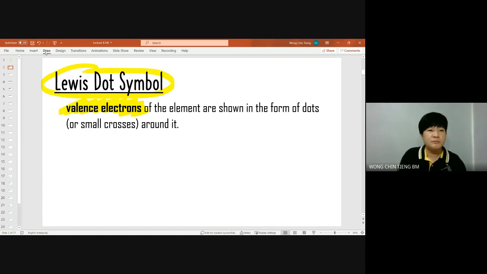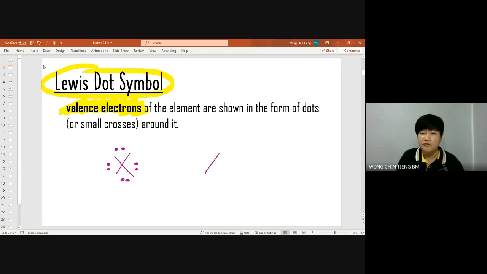So your Lewis dot symbol over here ada a few cara. Most likely we'll be using two methods. If I'm having an element, okay, the method that I always use is the dot form. 1 dot, 2 dot, 3 dot, 4 dot on the left, right, upper, lower. And then you pair up the dot. This is the method that I will always use, using the dot.